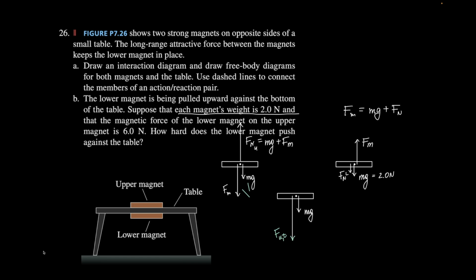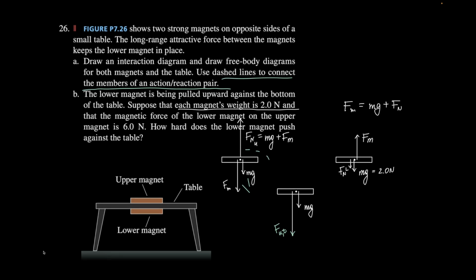They ask us to draw dashed lines to connect the members of the action-reaction pairs. Dashed lines. These are action-reaction forces: the table supporting the magnet and the magnet pressing into the table. Another action-reaction pair, with dashed lines: these two magnetic forces are action-reaction. What else am I missing?